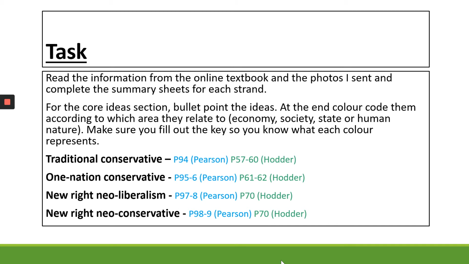So for the core ideas section of the document, what you need to do is bullet point their ideas. So what are the core ideas of a traditional conservative? Once you've done that, at the end, colour code each of those ideas according to what areas they relate to. So if you've got a core idea about the economy, perhaps colour it in blue, for society, green, etc., etc. Make sure you fill out a key as well so you know what each of the colours represent when you come to revise.